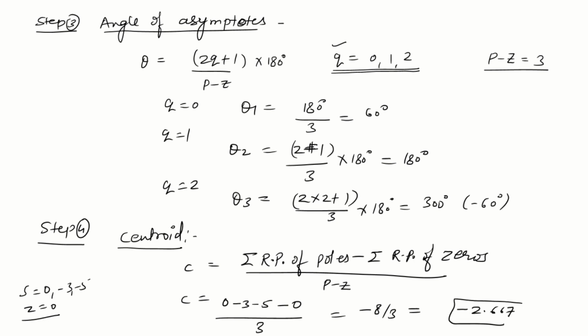So we have centroid at minus 2.667, and the angles of asymptotes: the first angle is 60 degree, the second one is 180 degree, and the third one is 300 degree. In step 5, we will calculate the breakaway point. So let me write here: step 5 is the breakaway point.